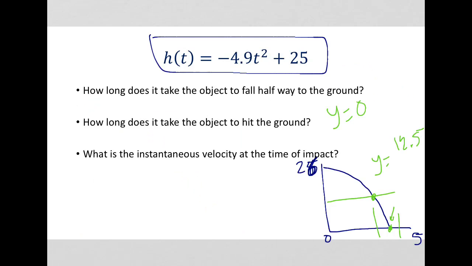And then finally, the last question, what is the instantaneous velocity at the time of impact? So now we need to find dy over dx for that x value that we found right there. And my advice to you, if you want to be precise, is to do as follows.